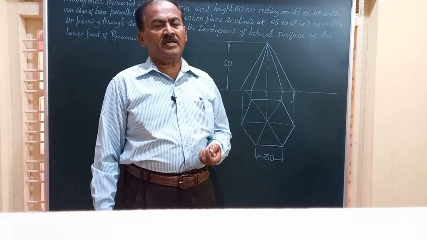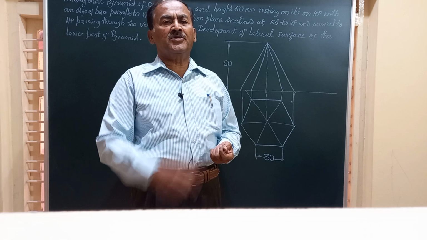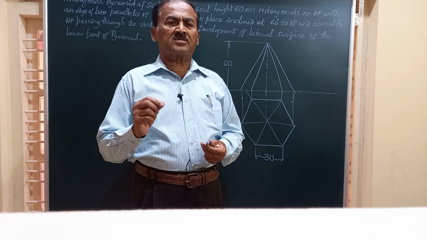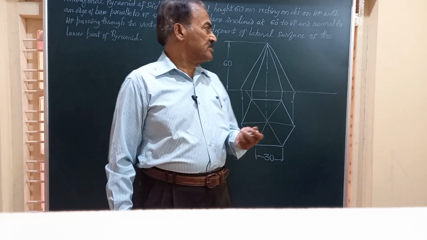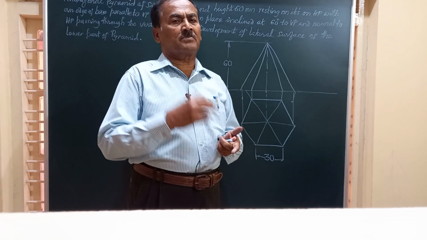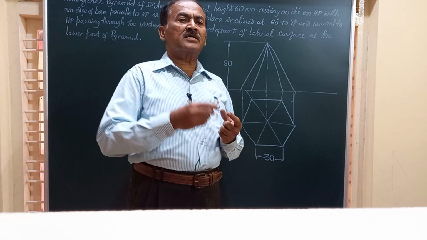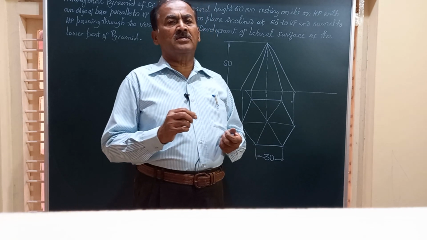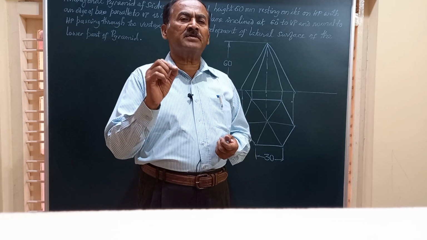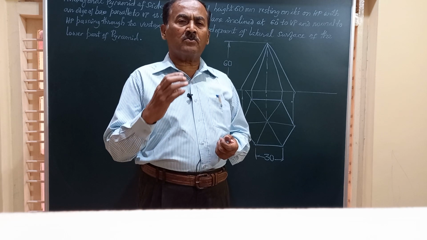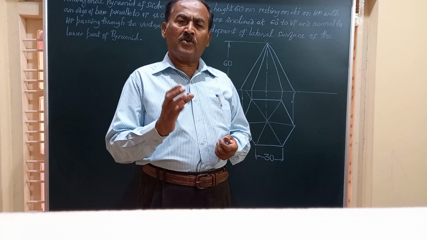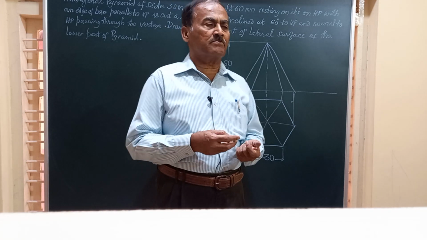Myself Dr. M.H. Annaya, and in this video we are going to draw the development of a hexagonal pyramid which is cut by a section plane inclined to VP and perpendicular to HP. So basically friends, in all these developments it involves two steps. In the initial step, which is very important, we are going to place the object, whether it is a pyramid or a cone or a cylinder, depending upon its orientation with the vertical plane.